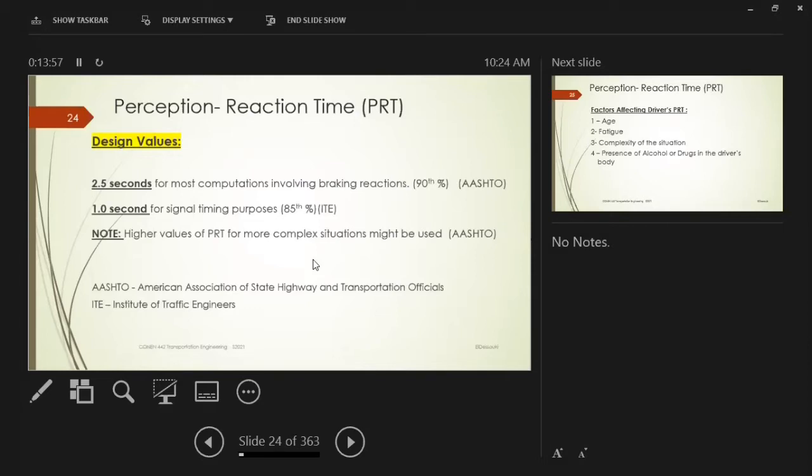As we can see, for designing a highway, for designing a horizontal curve or a vertical curve on a highway, it's 2.5. But for designing a traffic signal, okay, we take it 1 second. Why? Basically, at a traffic signal, drivers are expecting that it's going to switch from green to red. So it's something expected. But if you are driving on a horizontal curve and you make a turn and you see a truck overturned or an accident, this is something that you are not expecting. That's why the AASHTO recommends a higher value for the perception reaction time.